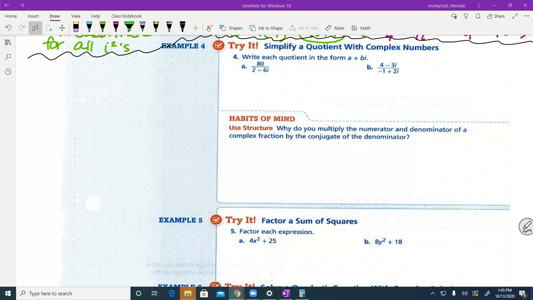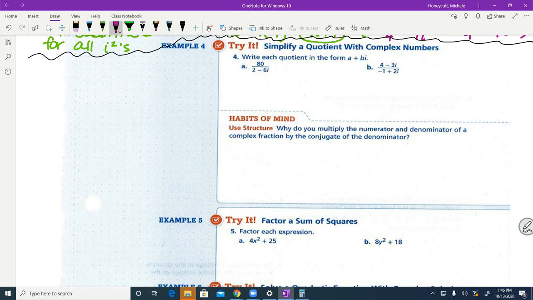To simplify a quotient, you might be looking at this and think, oh, well, that looks pretty simple to me. The thing is, though, having an i in the denominator is improper notation for this level of math. So we need to figure out a way to get the i out of the denominator. And we do that through a process called rationalizing the denominator, which is simplifying the quotient.